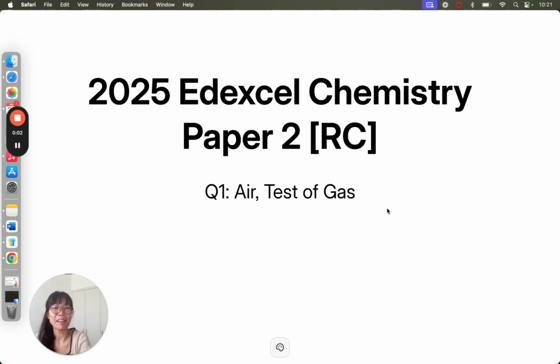We're looking at paper 2 right now, and this is the RC paper. That means it's the regional center paper, so be sure to take the right one. So question 1 is going to be really simple, 6 marks on air and test of gas, so let's dive in.